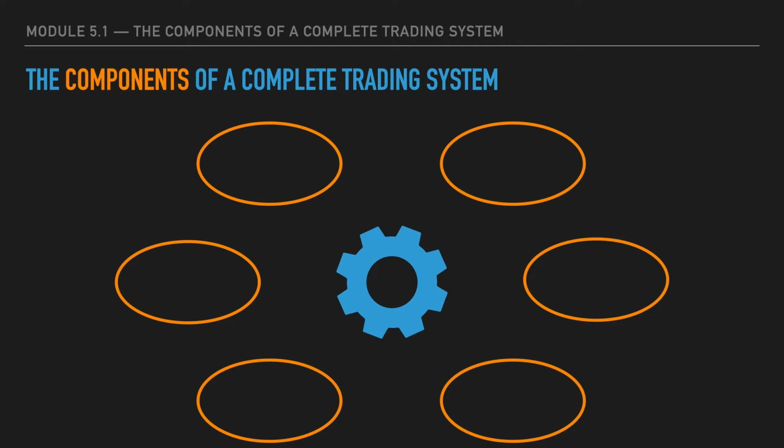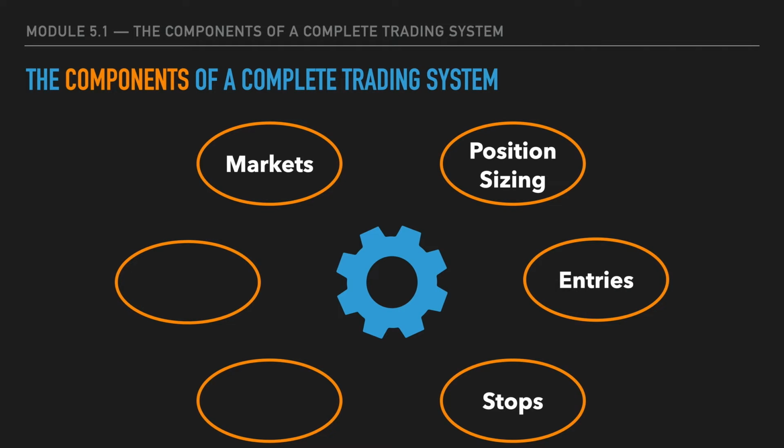So there are 6 key components of a complete trading system that work hand in hand to produce results. No trader can compromise on any one of these key components. So what are these 6 key components? They are market, position sizing, entries, stops, exits, and rules. Every single profitable trader in this world has to define these 6 components in their trading system. Now, let's go through these 6 components one by one and learn how exactly each component works.